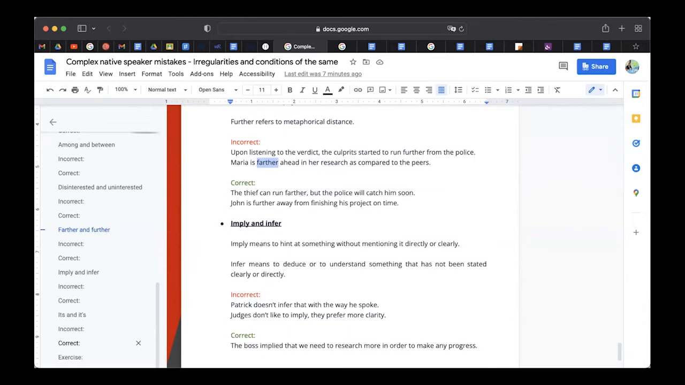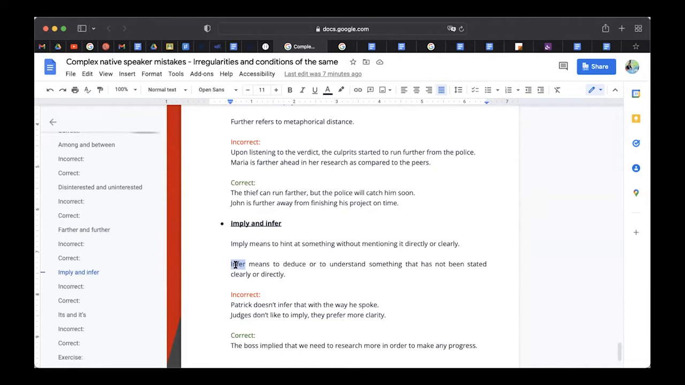I'm going to explain the difference between imply and infer now. Imply as a verb means to hint at something without saying it in clear words. Infer, on the other hand, means understanding something. One is a process of trying to say something without directly saying it, and the other is not a process of saying, it's a process of understanding. So please don't use them interchangeably.